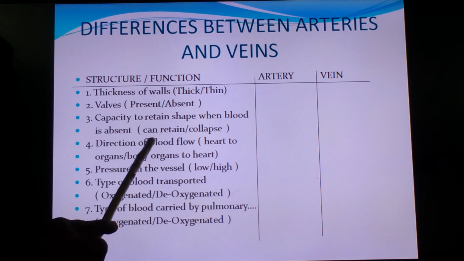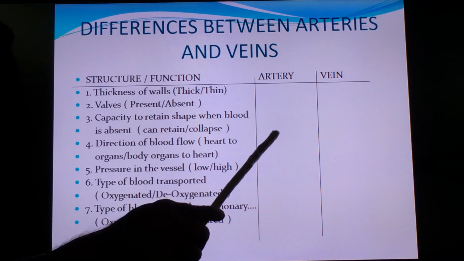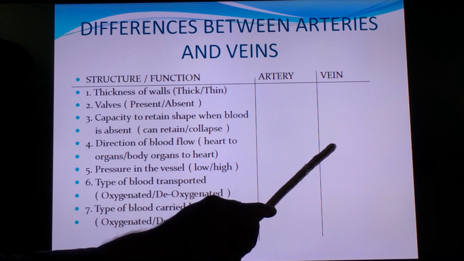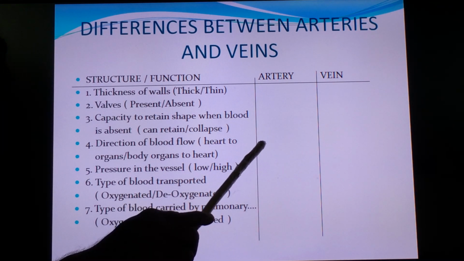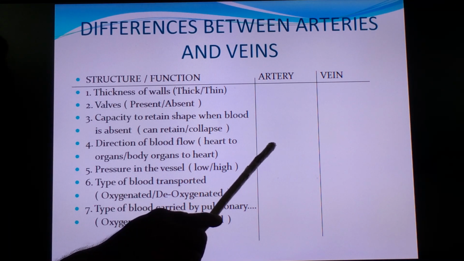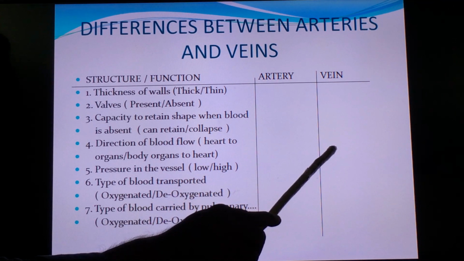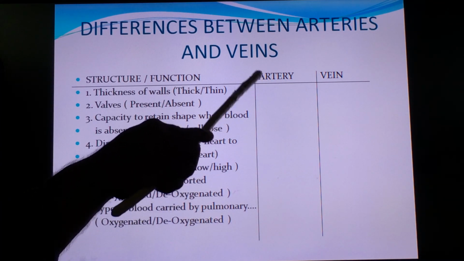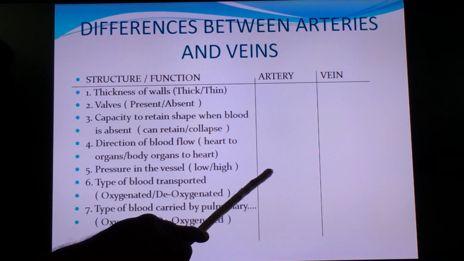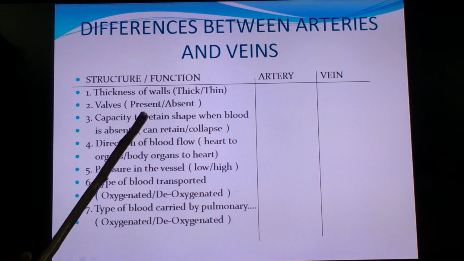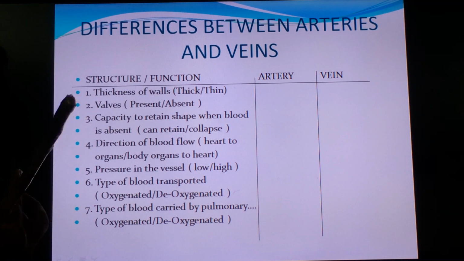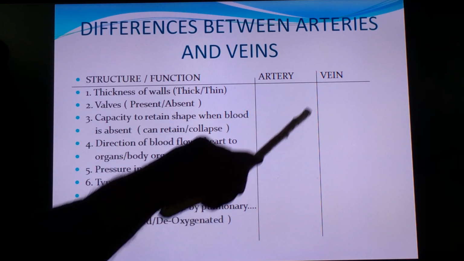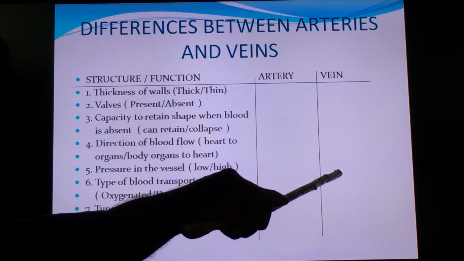Next, direction of blood flow. Already I explained. Arteries carry blood from the heart to body parts. Veins carry blood from body parts to the heart. Here you have to write heart to body organs, and here body organs to heart. Next, pressure in the vessel, low or high. Arteries have more blood pressure than veins. What is the reason? Arteries receive blood from the heart with some force or pressure. That's why the blood pressure will be high in arteries. The blood pressure will be low in veins.